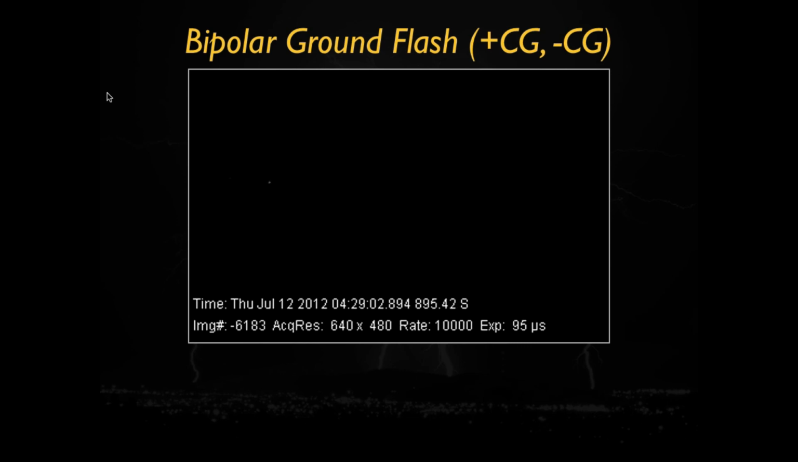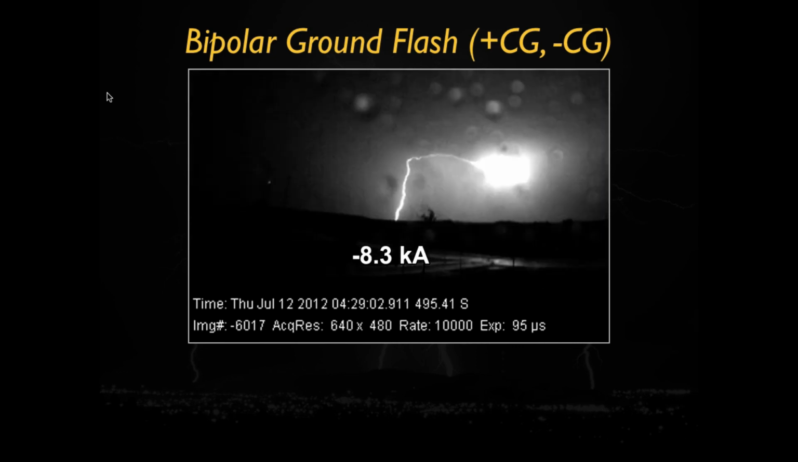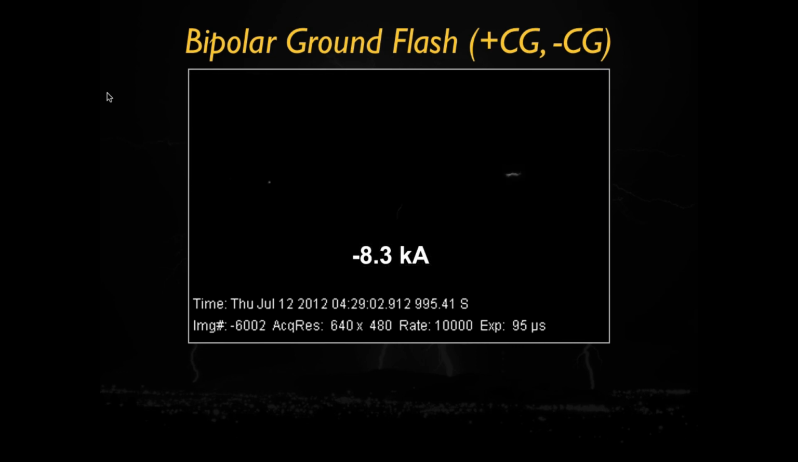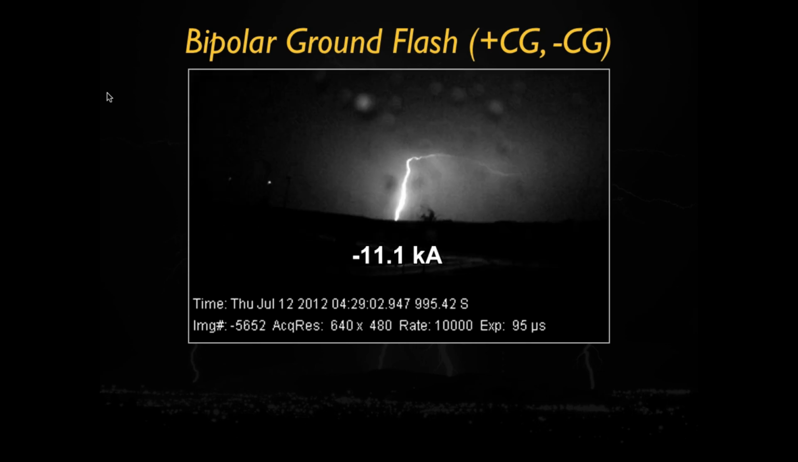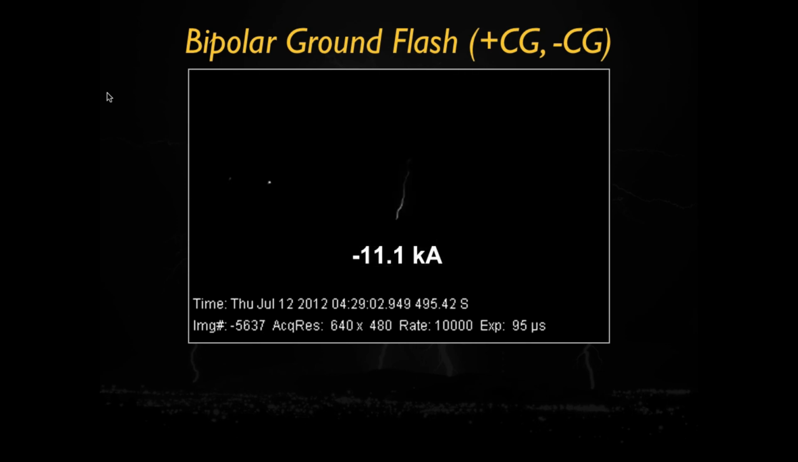The main channel is decayed, and then we see one of the recoil leaders, the negative end, propagates back towards the main channel, follows the channel to ground, causing a negative cloud to ground stroke. And another. And this just keeps continuing.